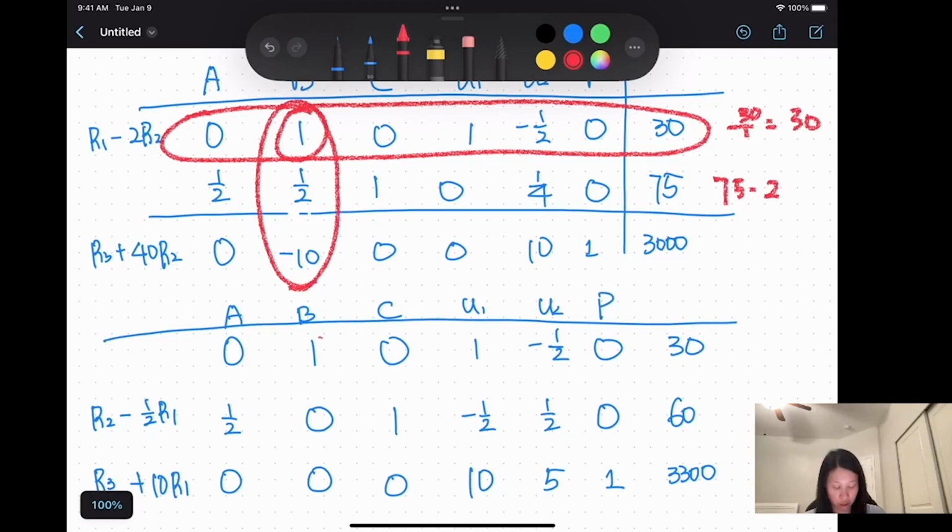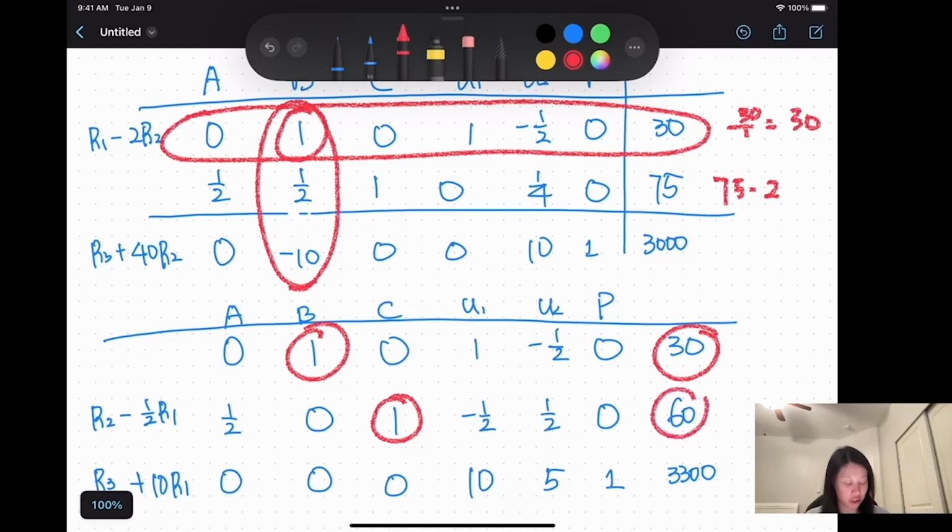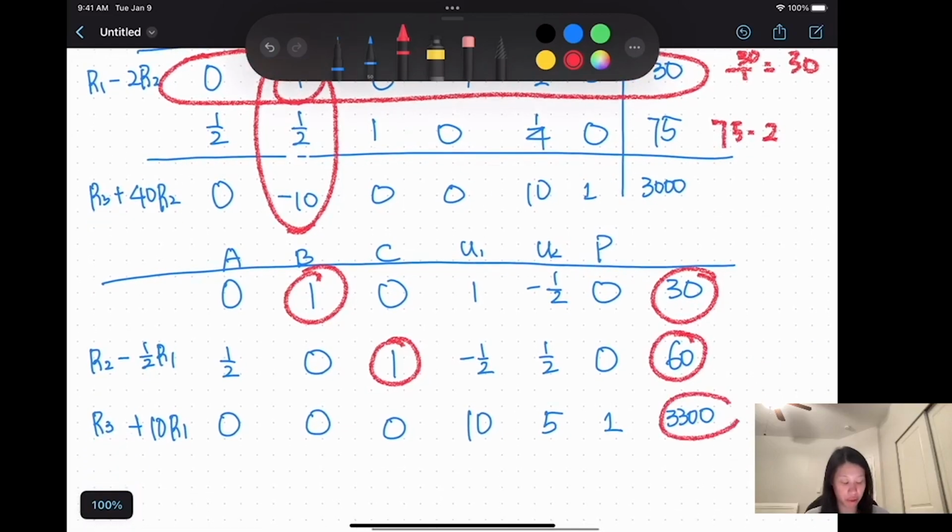So now let's take a look. When B equals 13, we will have our maximum. B equals 13, C equals 60, we reach our maximum, which is 13,300.